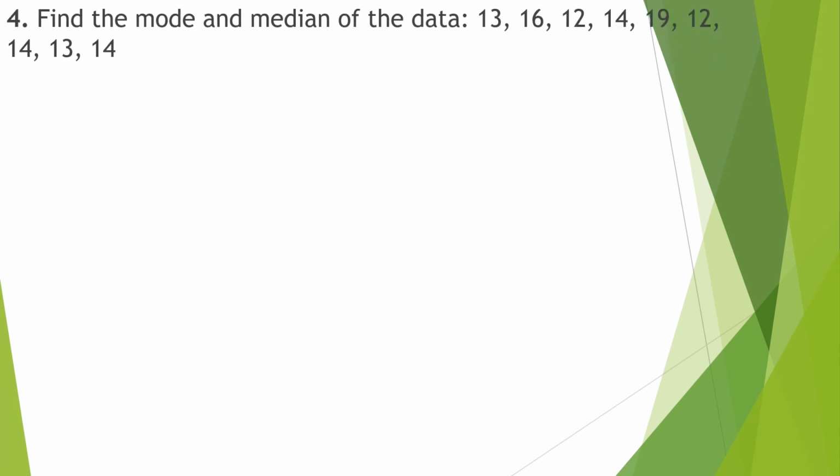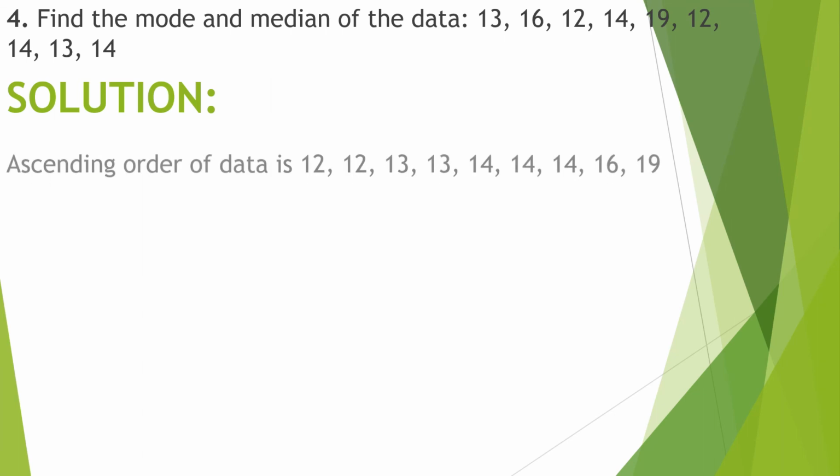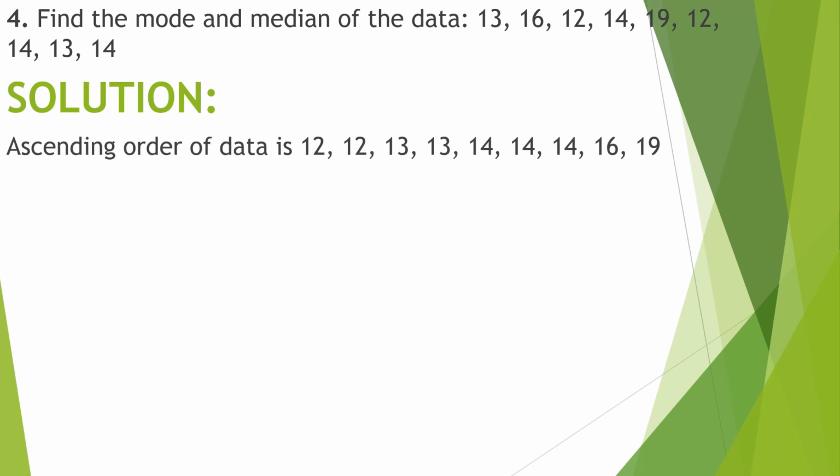Next is question number 4. Find the mode and median of the data 13, 16, 12, 14, 19, 12, 14, 13 and 14. First we arrange the data in ascending order. The ascending order of data is written over here. We can find the mode. Here the mode is 14 because 14 occurs more times, that is 3 times. Hence the mode is 14.